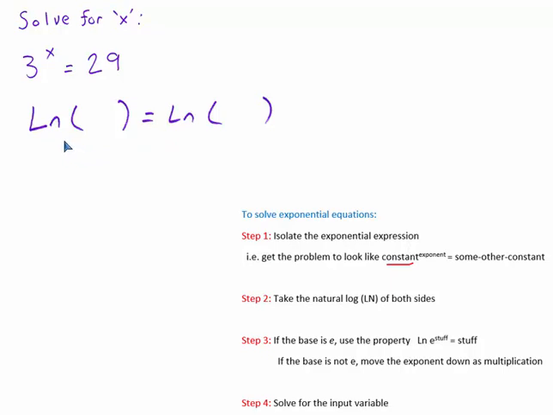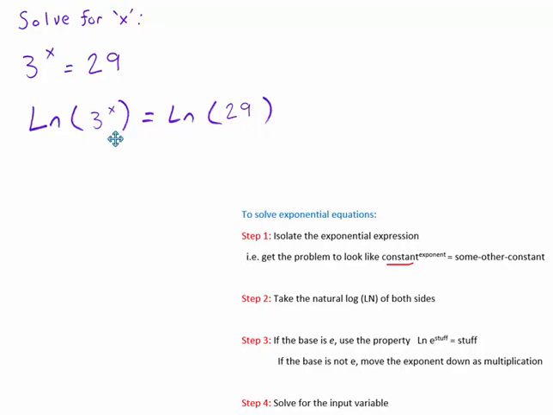So taking the natural log of both sides literally is writing exactly what you see here and then simply inserting the left hand side of the equation in the parentheses and inserting the right hand side of the equation in the parentheses. I took the natural log of both sides.